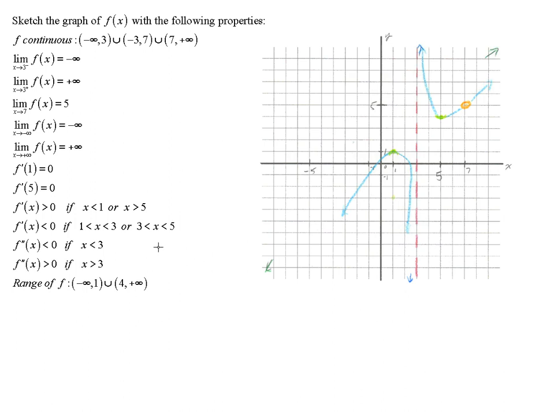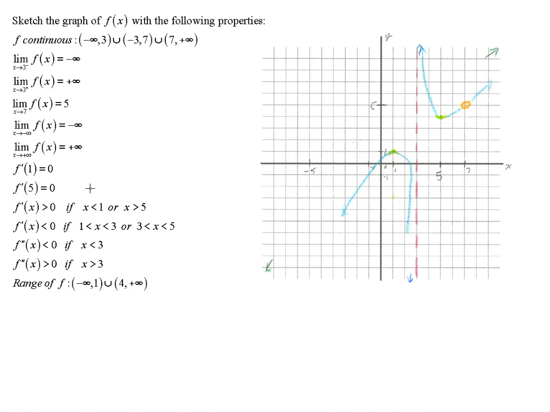F prime of 1 is 0. Well, that means that I have a horizontal tangent line of f at 1, so I actually put those on the graph first. And f prime of 5 is 0. That also means I have a horizontal tangent line, meaning I have a relative max or min there.